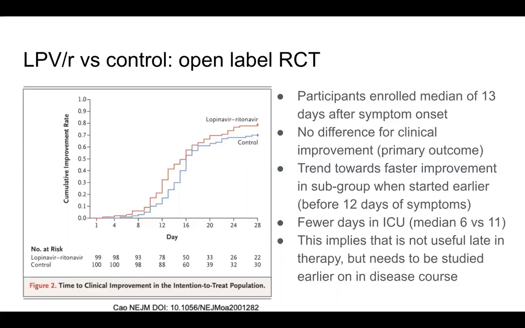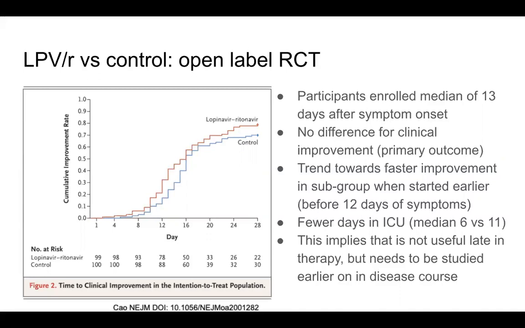The primary outcome was clinical improvement on a 7-point scale, which ranged from death to being able to perform normal activities at home. At the time of enrollment, the patients had symptoms for a median of 13 days. So again, a little bit later in the disease course. At the time of enrollment, 70% required supplemental oxygen, including 16% who were ventilated.